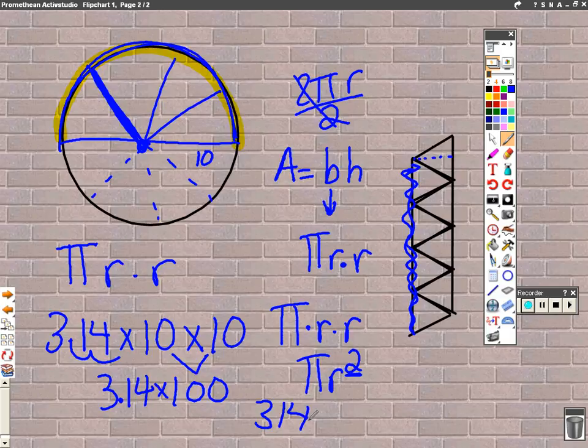And if I was estimating it, I would do 3 times 10 is 30 times 10 is 300. 314 is close to 300. And estimation is a great way to limit your choices on a multiple choice test question. Okay? I hope this helps.